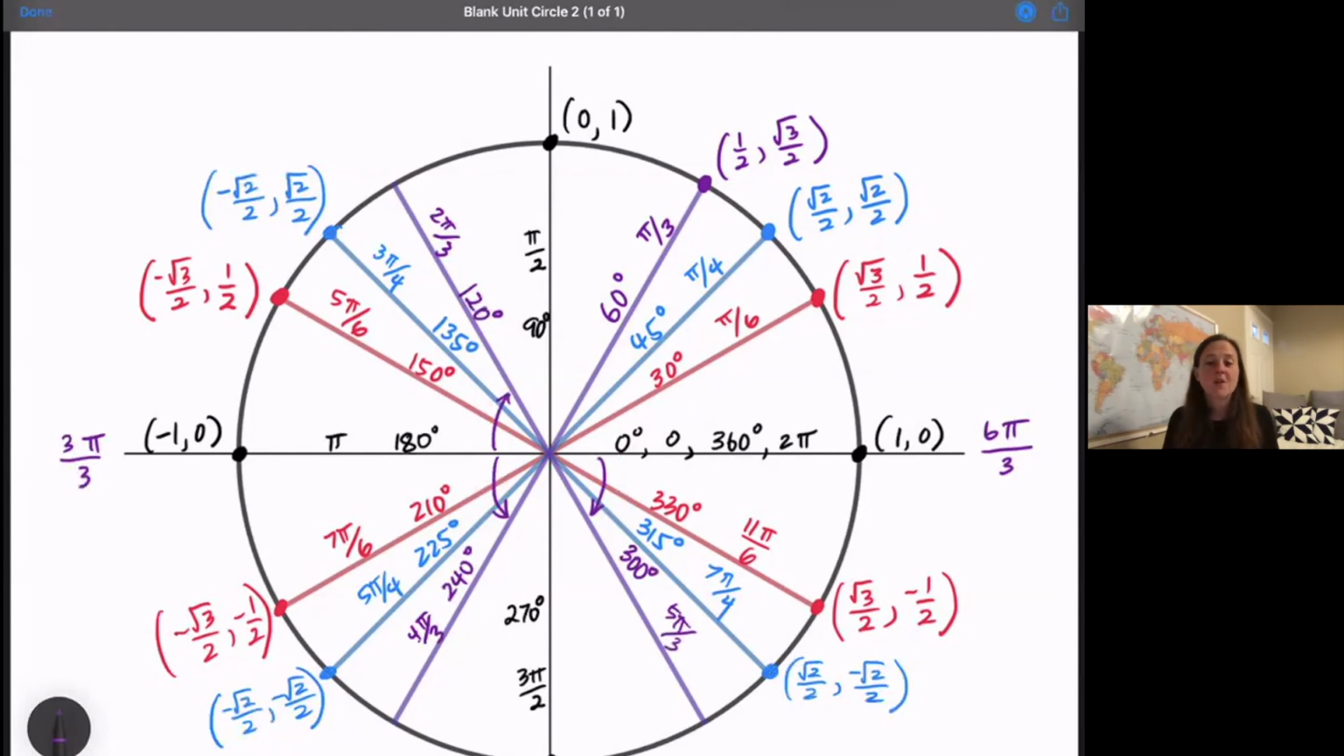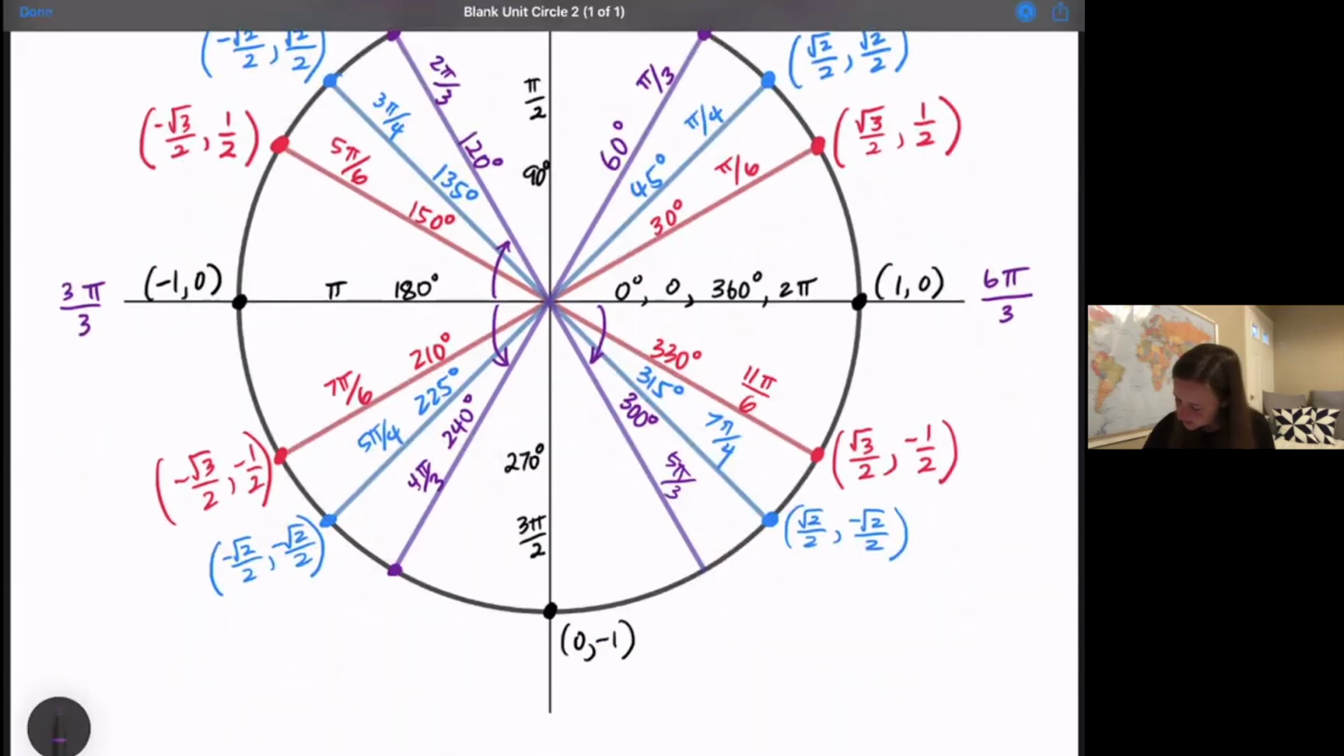Then we're going to fill in all those terminal points with 1/2 comma root 3 over 2 with the right positive or negative sign. So negative 1/2 comma root 3 over 2. Down here, let me scoop my paper up a little bit. Here I'm going to have both coordinates be negative, negative 1/2, negative root 3 over 2. And then over here, positive 1/2, negative root 3 over 2.